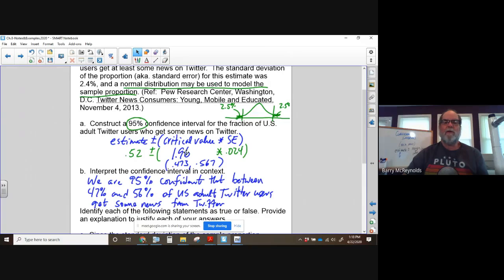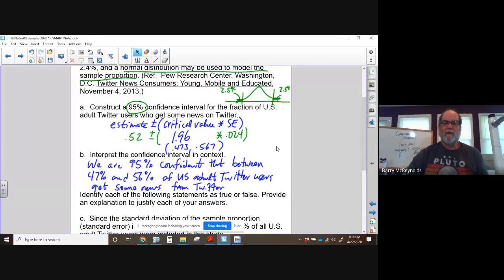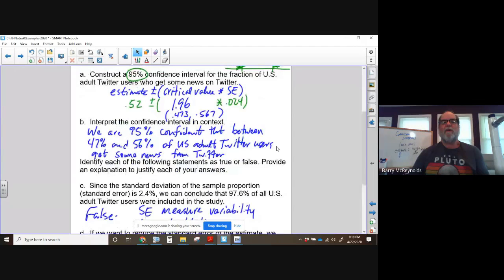So when we do the arithmetic, we come up with an interval of 0.473 to 0.567. And so now to interpret that, we would say something like we are 95% confident that between 47% and 56% of US adult Twitter users get some news from Twitter. We don't know where the true value lies, but based on our one sample, we're 95% confident that it's between 47 and 56%.